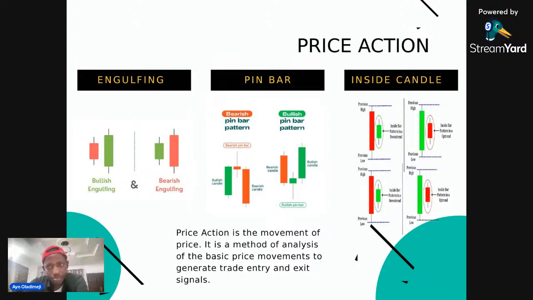The bullish pin bar is the opposite. In this analysis, we are just looking at this pin bar. Forget the two candles that are in between. We are just focusing on the pin bars.